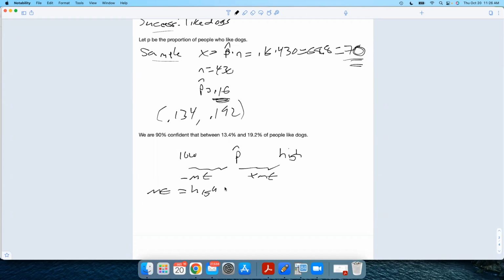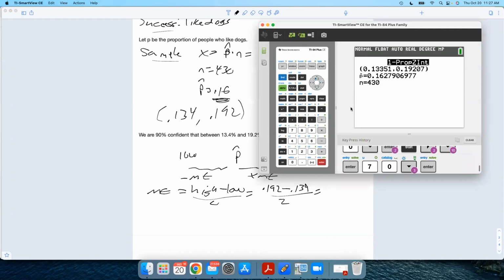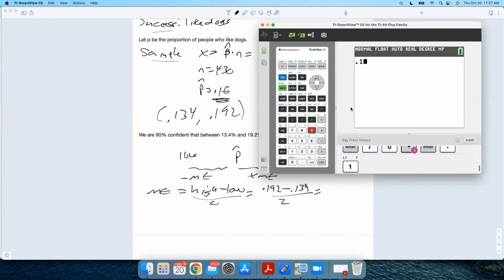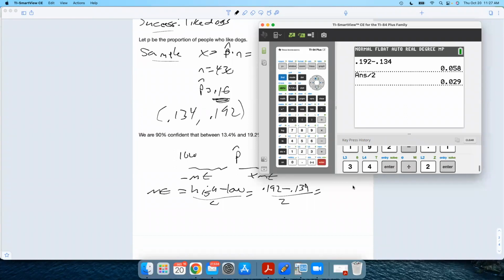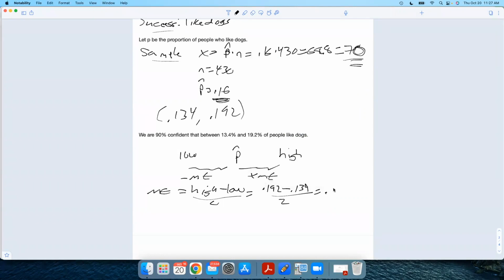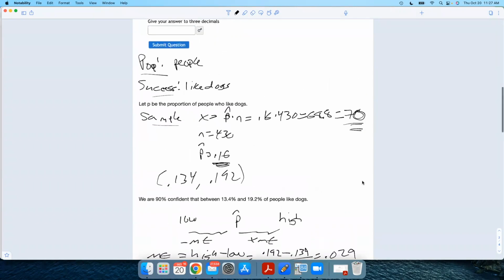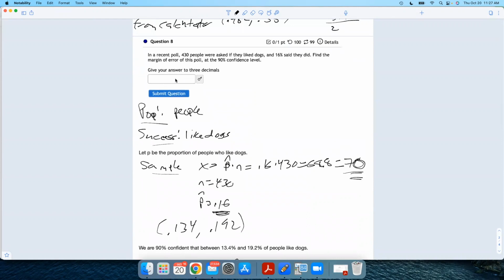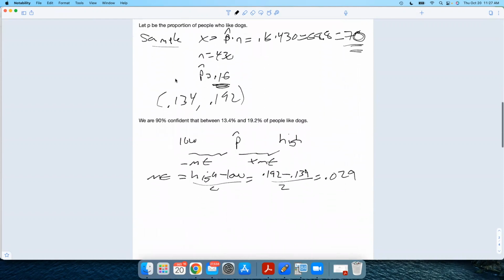High minus low over 2. So 0.192 minus 0.134 over 2. And either you need to put that top in parentheses or just do the top. I'm lazy, I think this is quicker. Just type in the top, hit enter, then divide by 2. 0.029. And then we have to be careful and see if they want a decimal or a percentage. They wanted a decimal, so I would type in that.